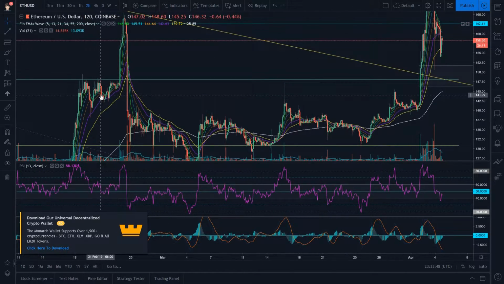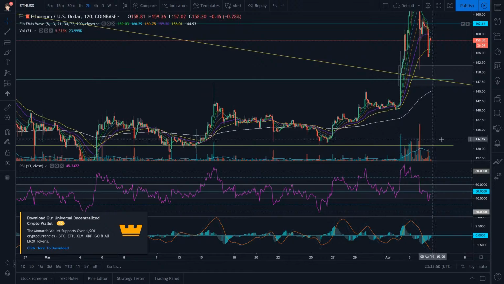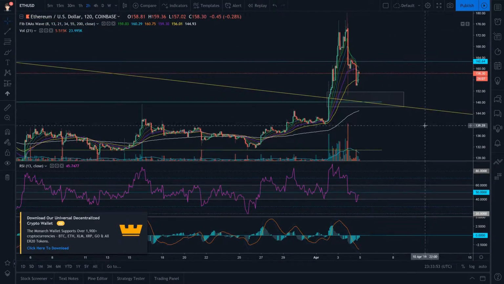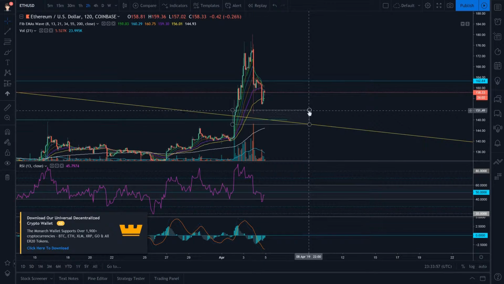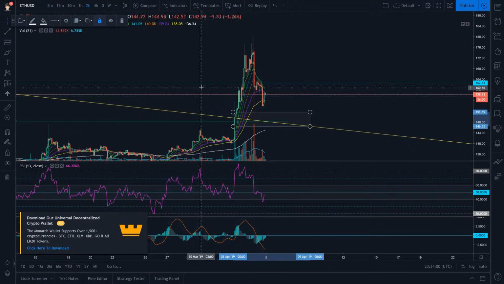Kind of this range, 143 being the low end of that range. So maybe we get this low, maybe not. I'm thinking more where I have the box drawn here. It seems like a good range.